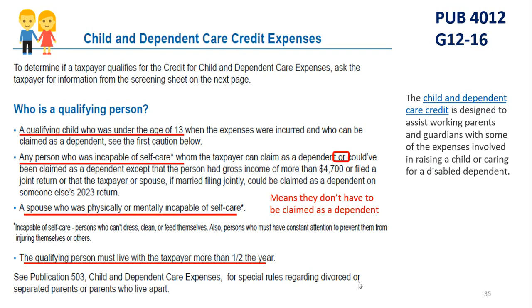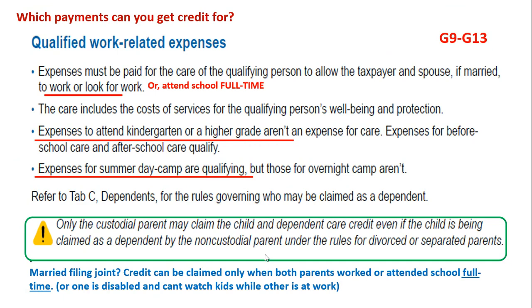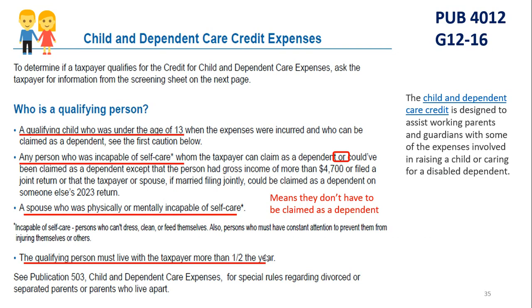And they don't have to be basically a dependent. It doesn't have to be a child. It can be somebody else in your home. So they have to live with you for more than half the year, can't take care of themselves, or under 13. The whole purpose of this credit is to help people who need to work to make that money. Daycare is very, very expensive. It's extremely expensive. And so it's just kind of a way to help alleviate some of that.